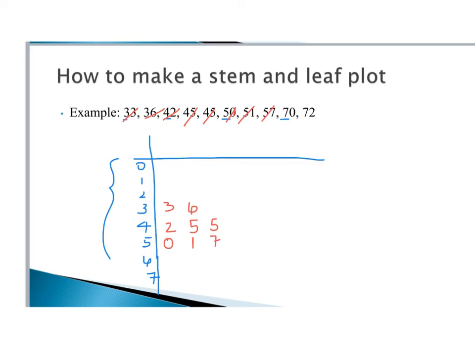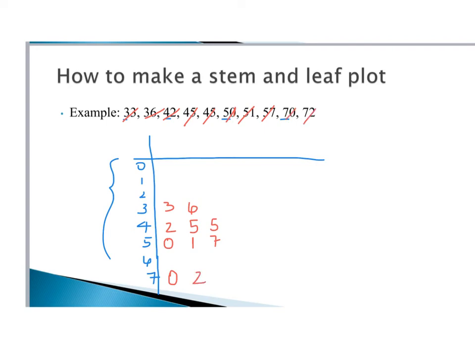Then I have no tens of 6, but then I'm going to have 7 tens with 0 ones, and then I have 72, which would be 7 tens and 2 ones.